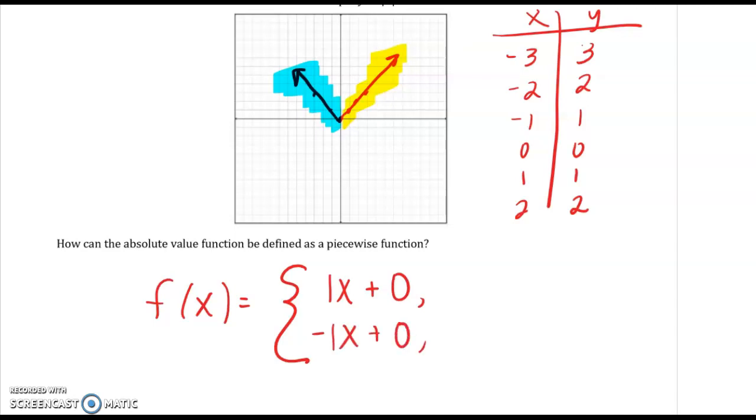And then we think, hey, what are their domains? Well, this part goes with this guy. This part goes with this guy. So what are the domains of each of those? Well, this one, let's say this is x is greater than or equal to 0. And this is x is less than 0. And you could do either order as long as one of them included the 0 and one didn't. So that is piecewise functions.